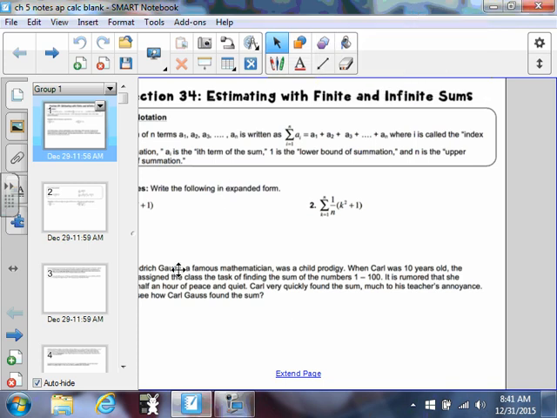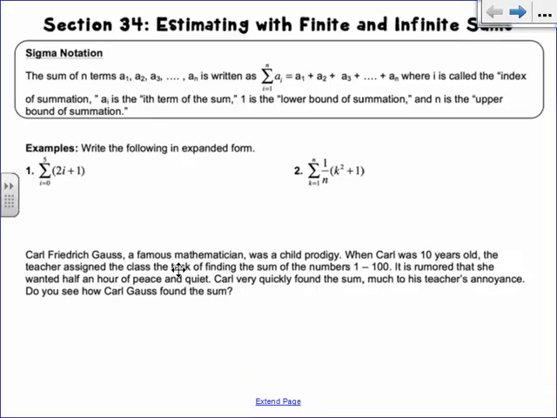All right, section 34 is on estimating with finite and infinite sums. So this is probably the most difficult section that you'll have for J-term. So let's go ahead and start. We've learned sigma notation before. You've actually used it in previous math classes, so the first two should be pretty basic to you.